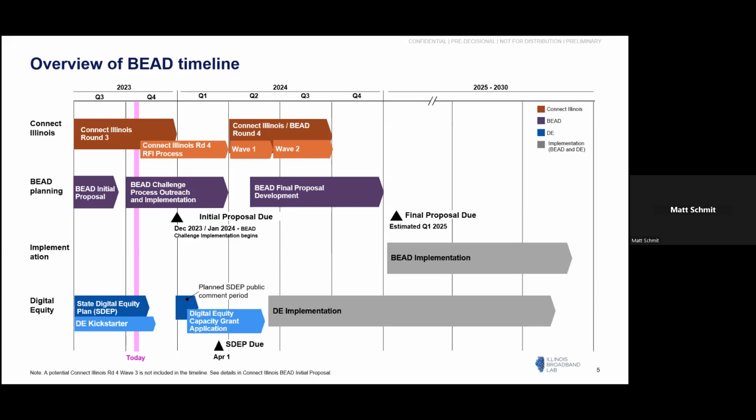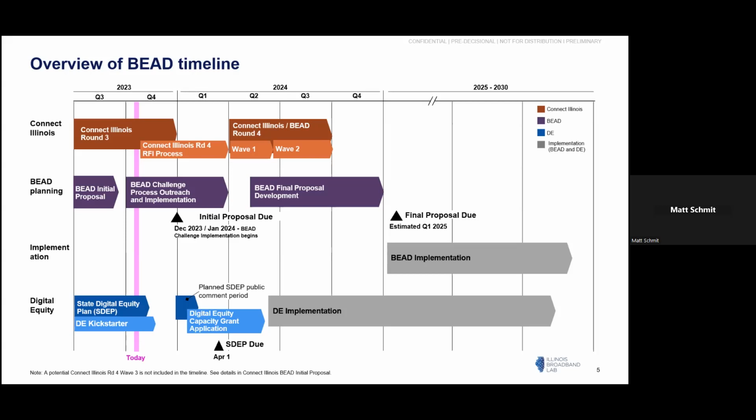So look for more information this calendar year, 2023, on how you as a provider or a likely applicant can take part in our RFI process. But that's not the focus of today's conversation. Preparing for those BEAD funds, locking in the map is the priority. And so as you can see, Connect Illinois round 4 will have multiple waves beginning in 2024 and stretching into the out years.